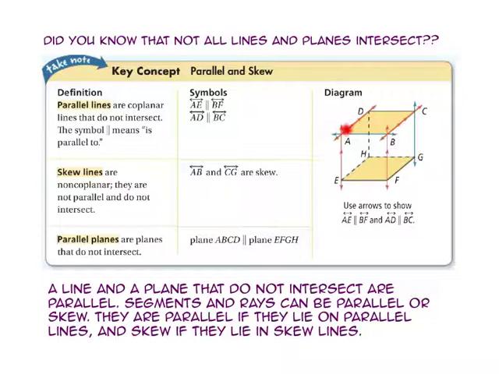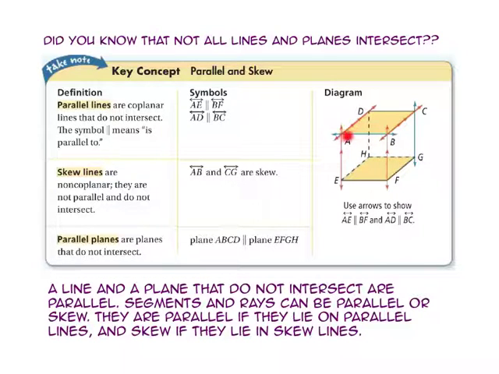Take a look at line AD and line BC. Line AD is parallel to line BC because they are coplanar and do not intersect. Skew lines are non-coplanar lines. They are not parallel, but they do not intersect either.